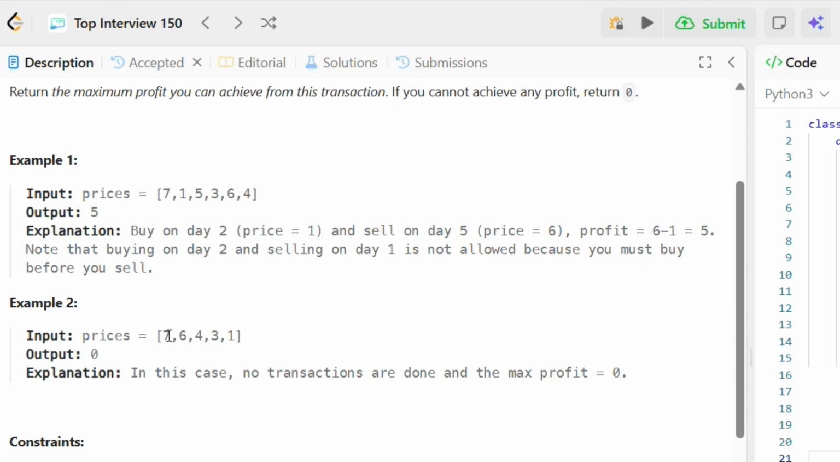Similarly you can see 7, 6, 4, 3, 2, 1. If you subtract, 7 minus 7 is 0. 6 minus 7 will be minus 1. Anything that is a loss is treated as 0. 4 minus 6 is minus 2. Loss is treated as 0. 3 minus 4 is minus 1, treated as 0. 1 minus 3 is minus 2, treated as a loss. Then we are returning 0.